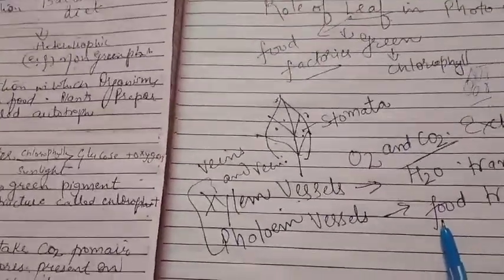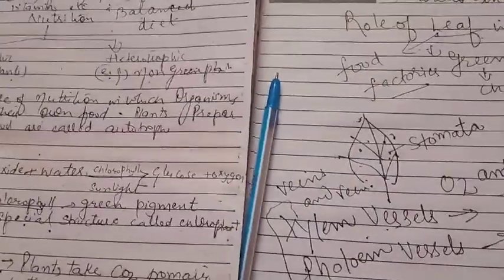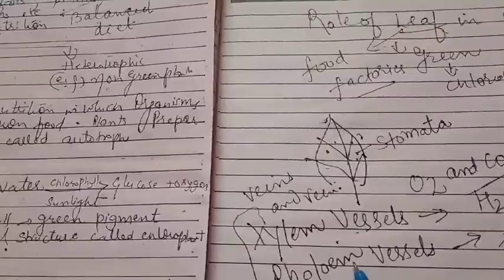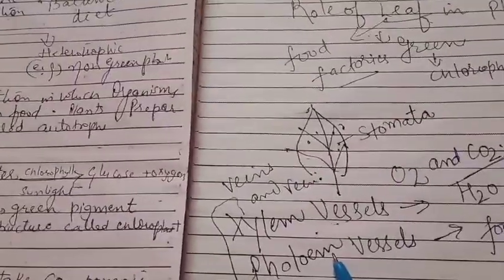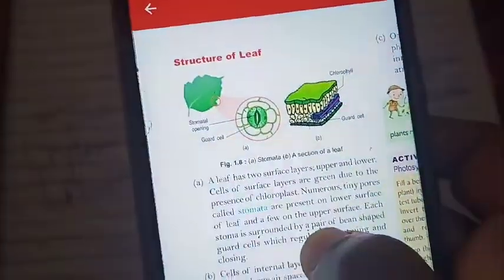After that, how does the process of photosynthesis occur? See how the process of photosynthesis occurs. Stomata open during the daytime and atmospheric air enters into the stomatal cavity. Here it comes in direct contact with the green cells. Here is the stomata, and air enters during the day.